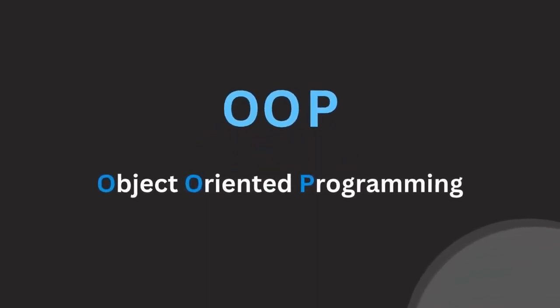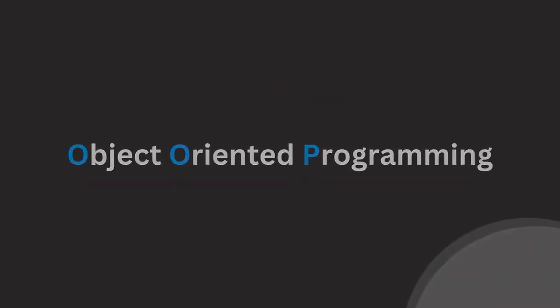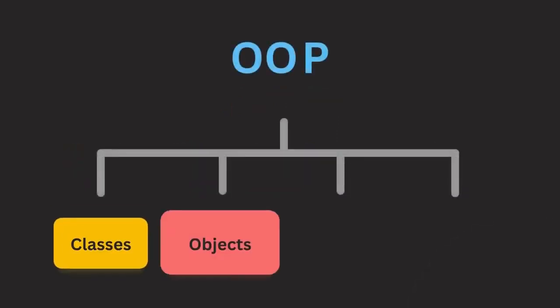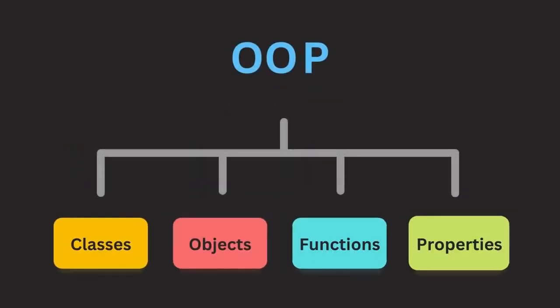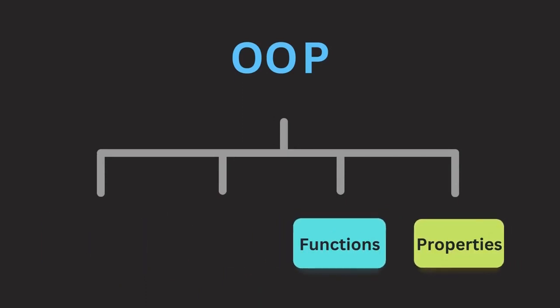We all have heard about OOP programming structure. It is object-oriented programming. Object-oriented programming is based on 4 components: classes, objects, functions, and properties. Let's explore each component one by one.